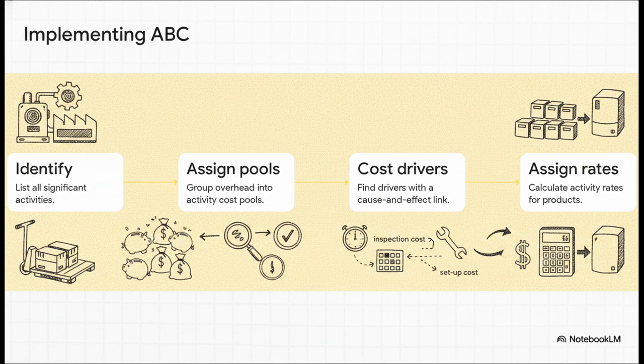Finally, Step 4. Calculate your activity rates and assign them to the products based on their actual consumption. This completely ensures that a complex, low-volume product that requires, say, 5 complicated machine setups actually bears the financial weight of those 5 setups, rather than just unfairly spreading that cost onto high-volume, easy-to-make products.